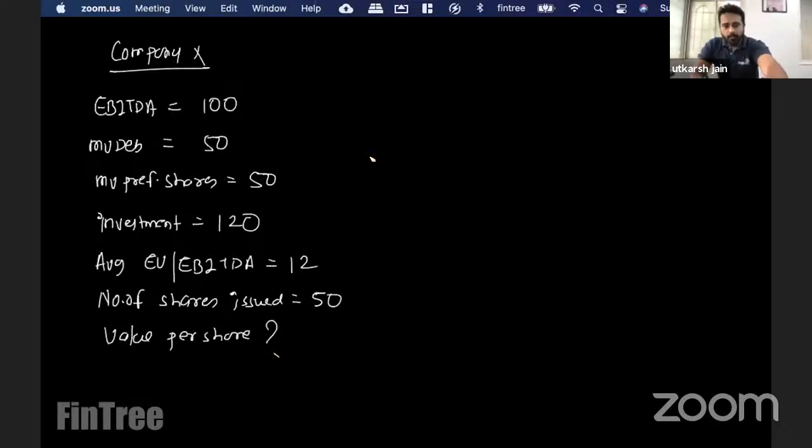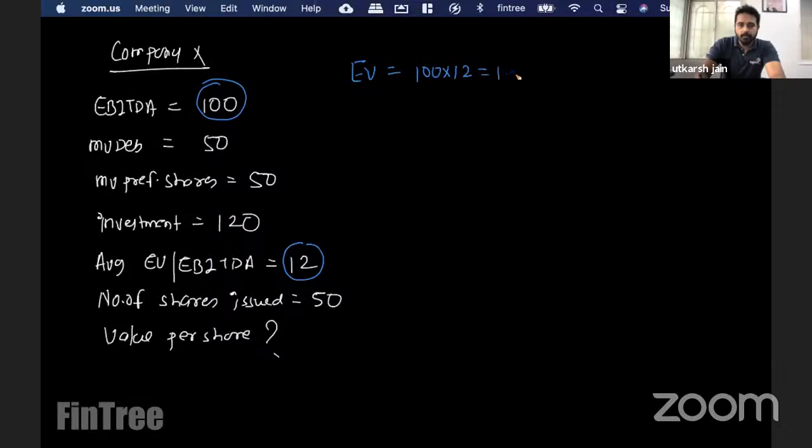Okay, so here's how you're going to do it. First, you're going to figure out what the enterprise value is, which is the EBITDA of the business multiplied by the average EV by EBITDA multiple, which is 100 into 12, 1200. Then you're going to plug in your formula: enterprise value is equal to equity plus debt plus preference shares, market value of each one of them, minus the investments that you have.